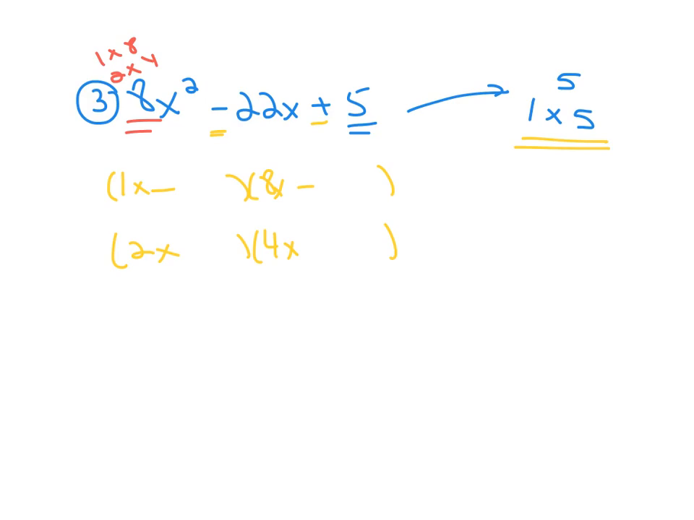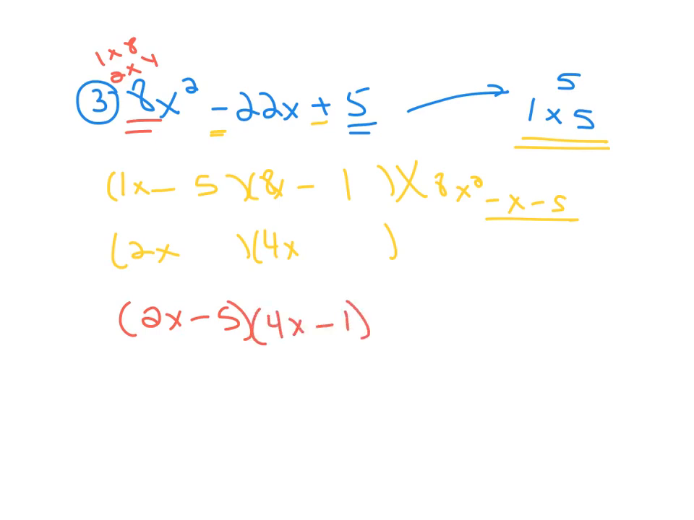You just need to start guessing and testing. All right, so hit pause. See how many tries it takes you to get the problem, and then come back. All right, so when I did this one, again, you just got to try. 1 and 5. Okay, I tried that one. 8x squared minus x minus 5. Not even close to 22. Wrong. Your answer should have been 2x minus 5, 4x minus 1. Because when you FOIL that out, 8x squared minus 2x minus 5x plus 5.